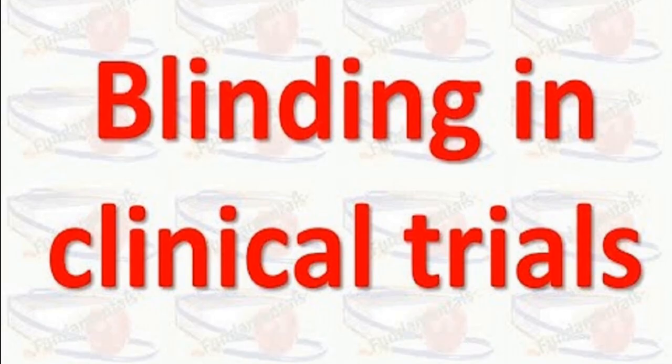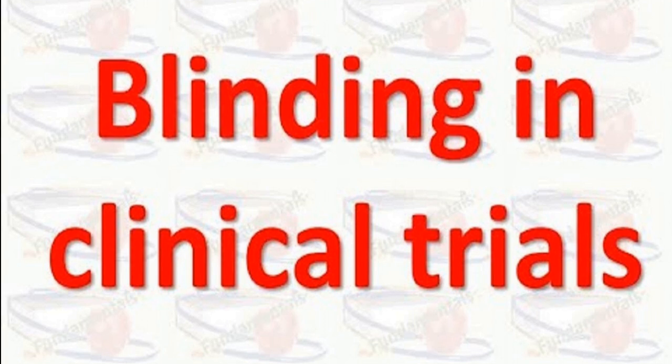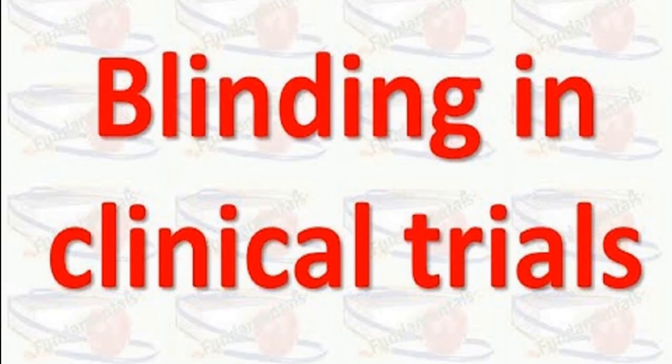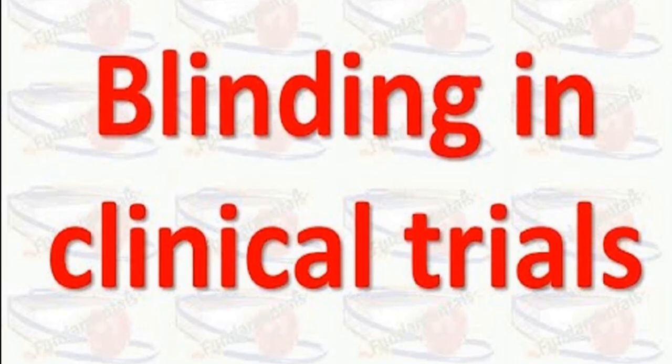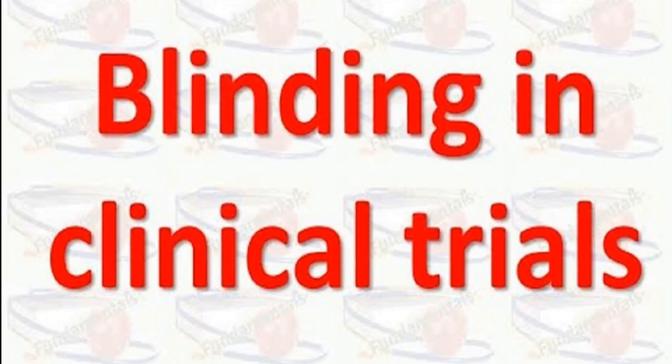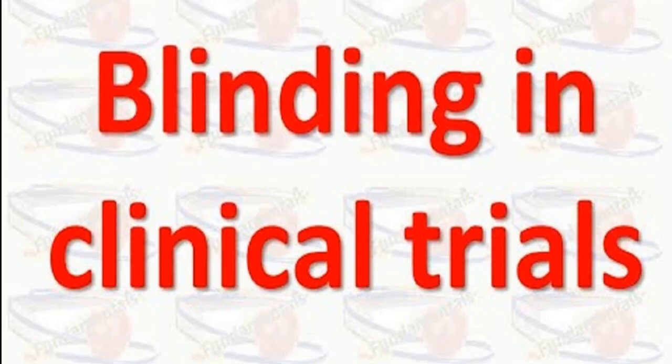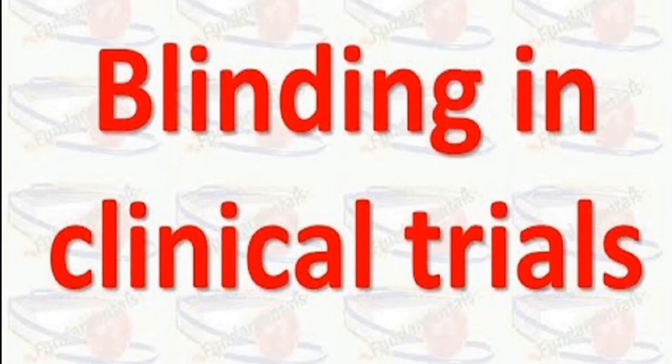Blinding helps ensure a study's internal validity, or the extent to which you can be confident any link you find in your study is a true cause and effect relationship. Blinding reduces selection biases, treatment biases, observer biases, and analysis biases.